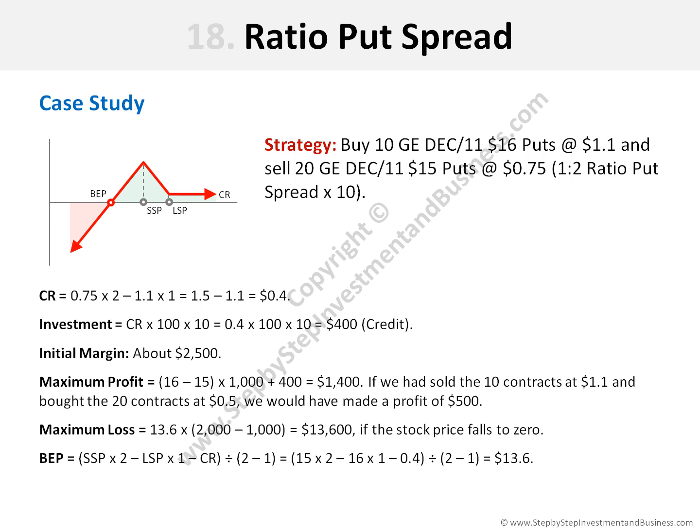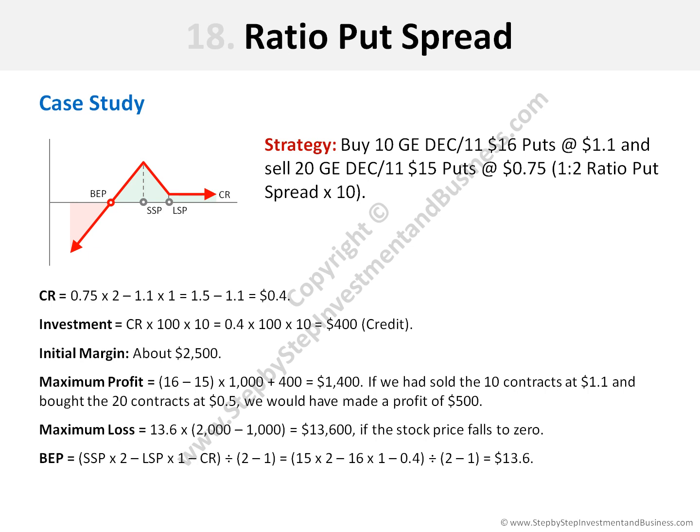The maximum profit we can make is equal to the strike price of the long puts minus the strike price of the short puts multiplied by the number of long shares plus the total credit received. That is $1,400. If we had sold the 10 contracts at 1.1 and bought the 20 contracts at 50 cents, we would have made a profit of $500.